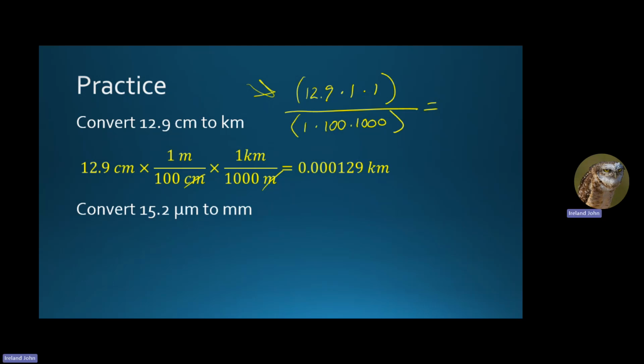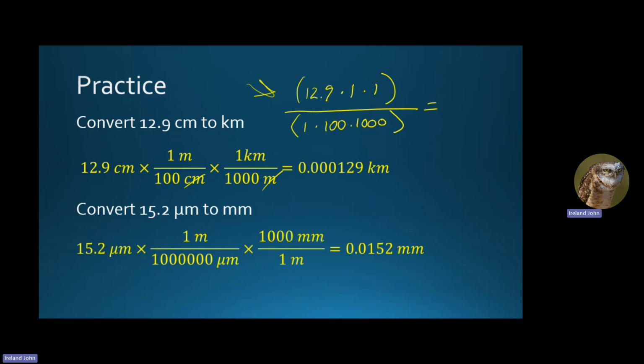So say you're looking at me and you're like, I don't know the conversion factor between micrometers and millimeters, Dr. Ireland. I'm sorry. Okay. Set it up. Convert it to meters, and then convert meters to millimeters. Works just the same.